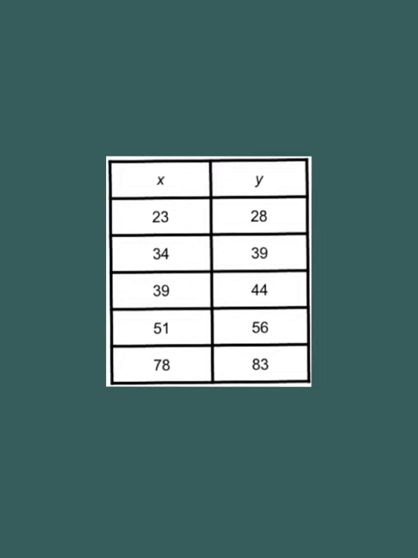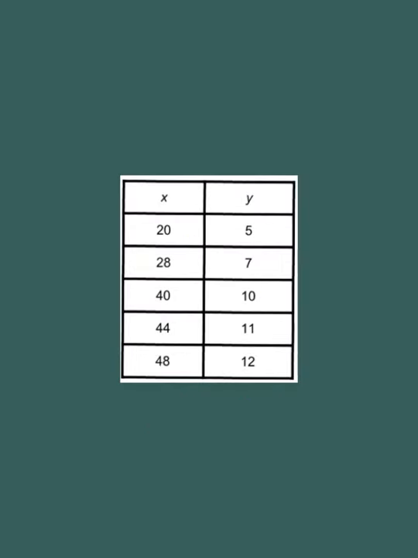Okay, now this next one I'm looking, and it looks like I'm probably not multiplying. It looks like I could be adding. So what am I adding from 23 to 28? That's plus 5. What about 34 to 39? Yep, plus 5, plus 5, plus 5. So that means it is an additive relationship, and my equation is going to be y equals x plus 5.